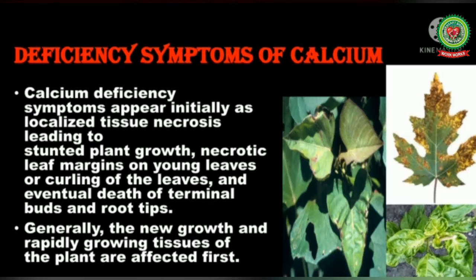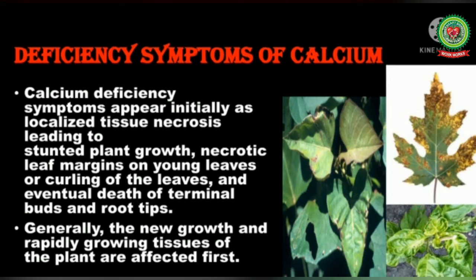Calcium deficiency symptoms appear initially as localized tissue necrosis leading to stunted plant growth, necrotic leaf margins or curling of the leaves, and the eventual death of terminal buds and root tips. Generally, the new growth and rapidly growing tissues of the plants are affected first.